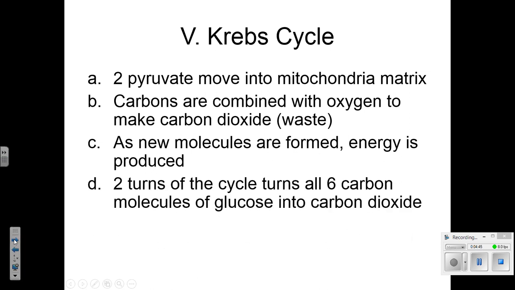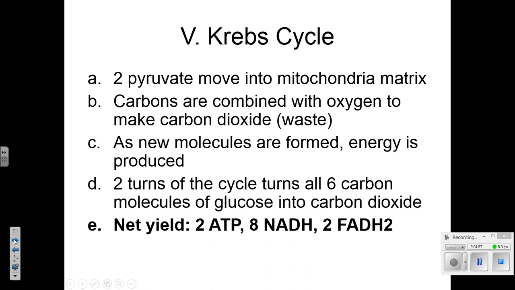Okay, so we're going to go 2 turns of the Krebs cycle because we have 2 pyruvate molecules that we made. And that's going to get rid of all 6 carbon molecules of glucose and turn that into carbon dioxide. Through that process, we're going to create more ATP. So we got 2 ATP, 8 NADHs, and another molecule, 2 FADH2. Okay, so this one is a brand new molecule too. So this is a different kind of energy molecule.